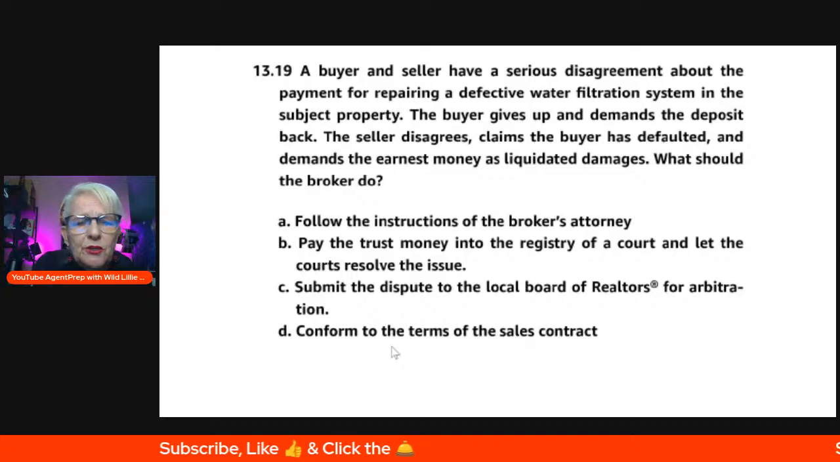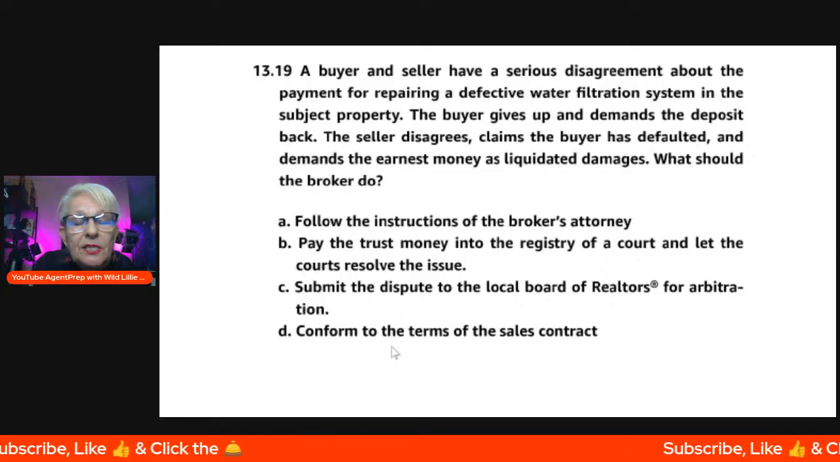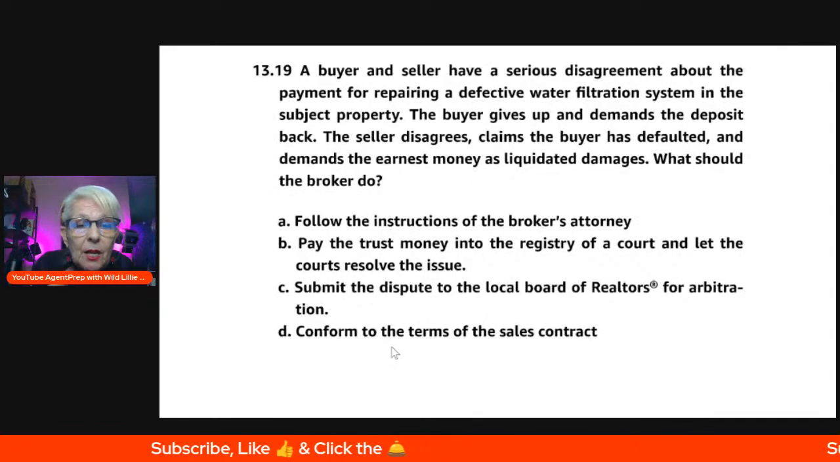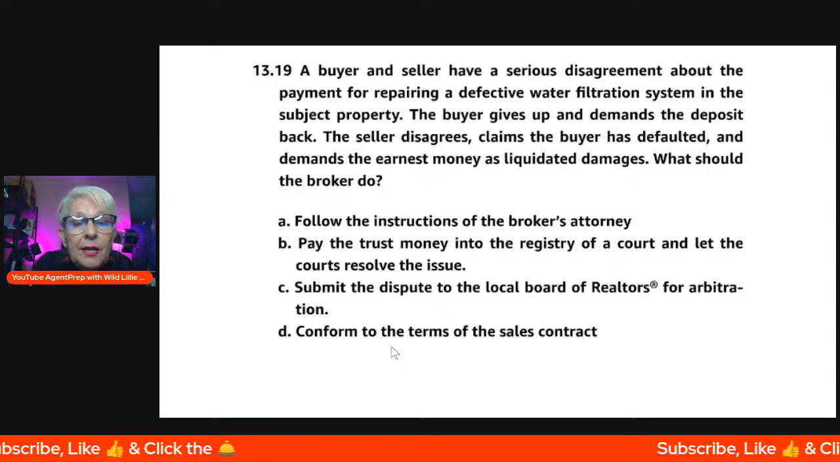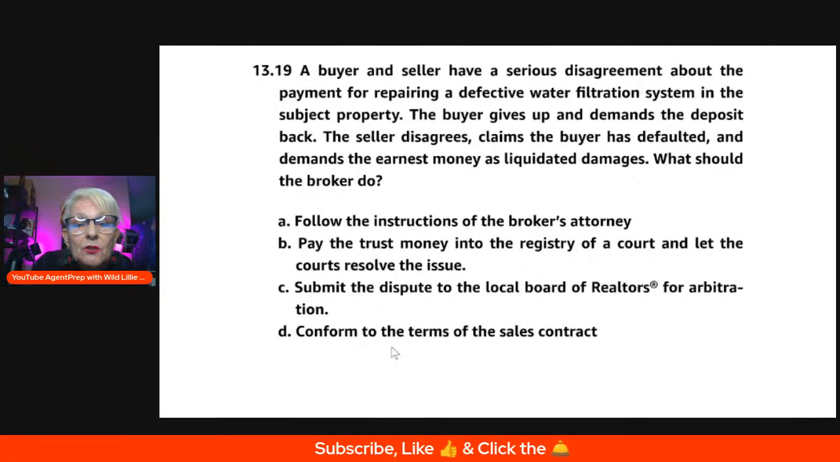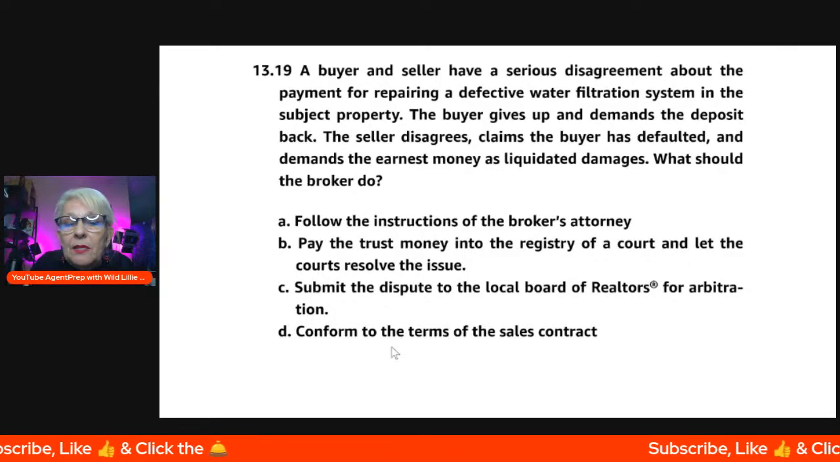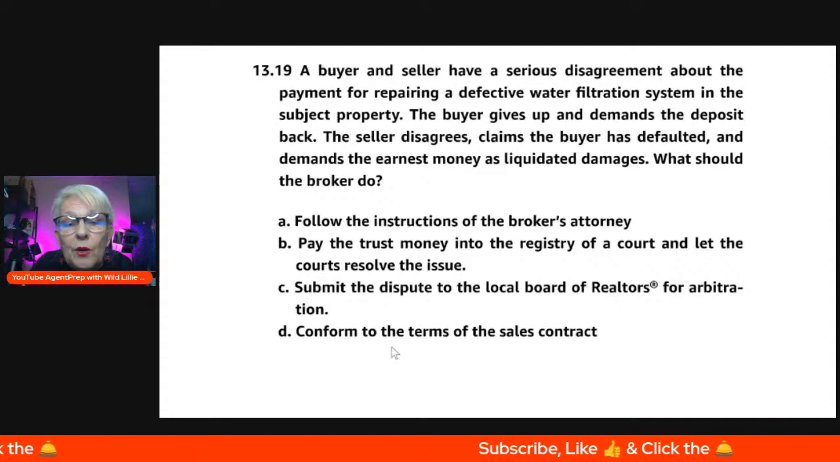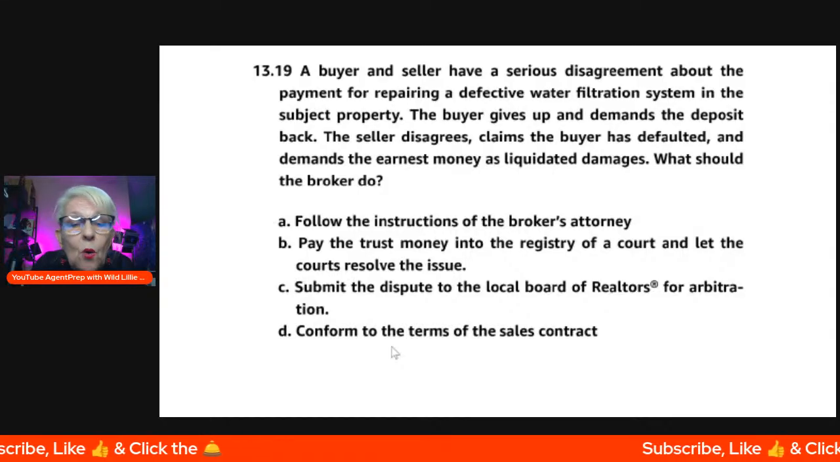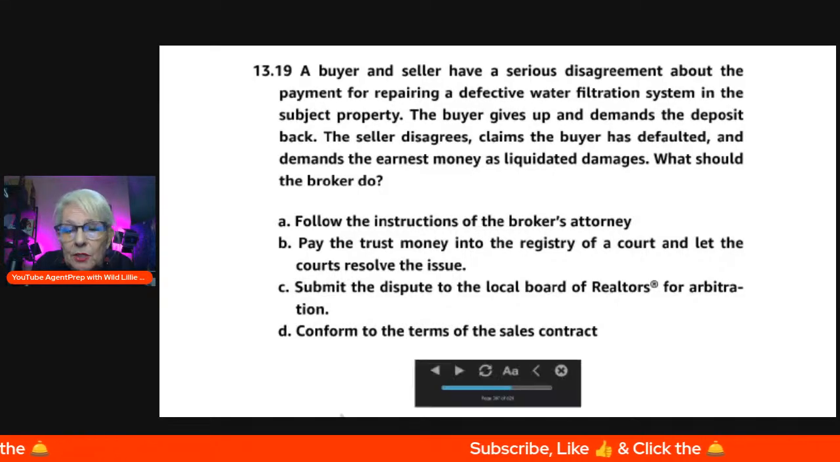Again, the question: buyer and seller have a serious disagreement about payment for repairing a defective water filtration system in the subject property, the property that they have a contract to sell and buy. The buyer gives up and demands the deposit back because the seller is not repairing. So what happens here? A, follow the instructions of the broker's attorney. B, pay the trust money into the registry of a court and let the court resolve the issue. C, submit the dispute to the local board of realtors for arbitration. Or D, conform to the terms of the sales contract.